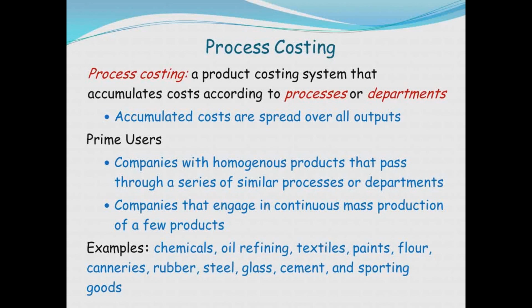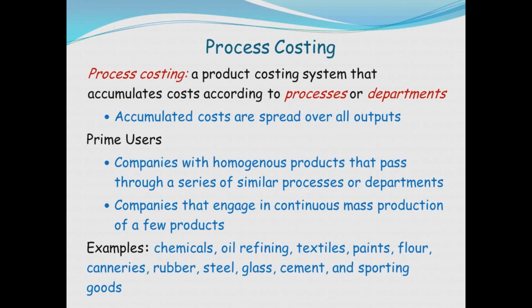So process costing is a product costing system that accumulates costs according to processes or departments, winemaking and bottling. And since it's a process, you really can't assign the cost to a specific product. There's not this gram of wine that you can say this gram of wine costs all these things, or this ounce of wine, or whatever. So you need to accumulate costs and then spread them over your output. So it's a different model than job costing.